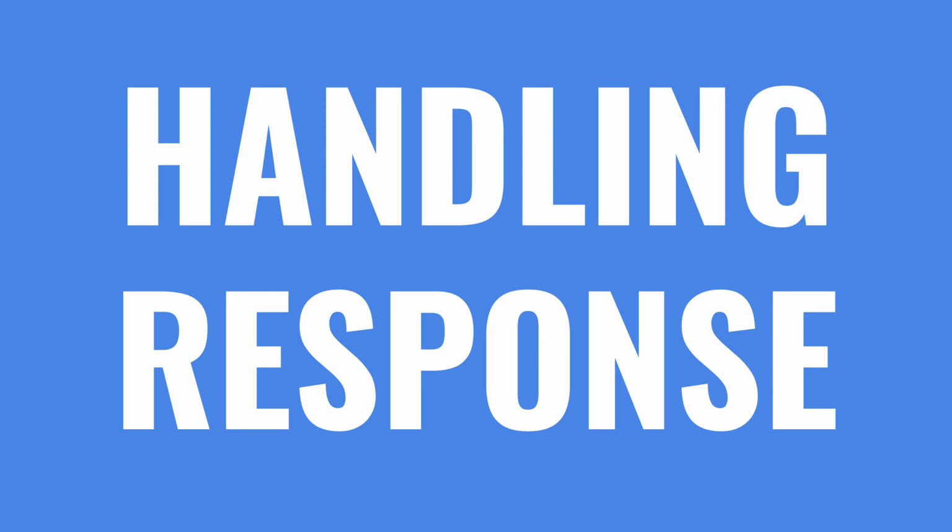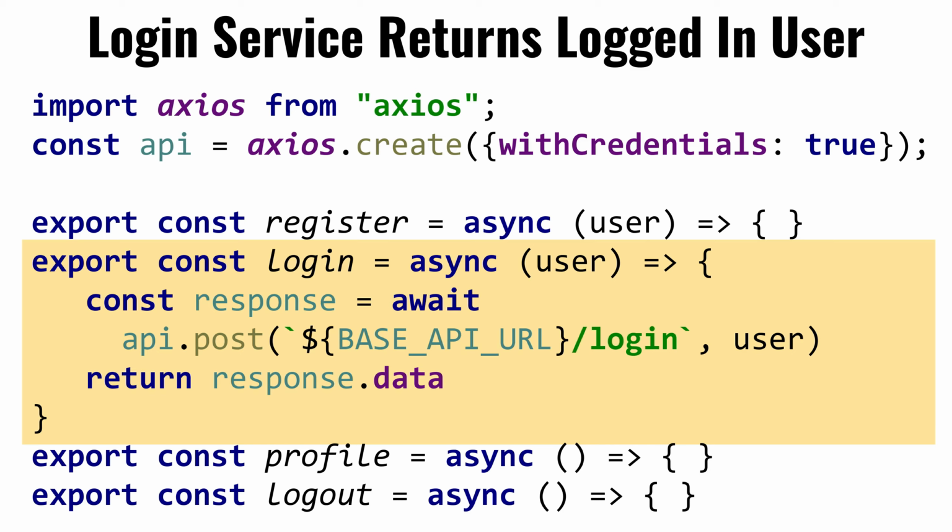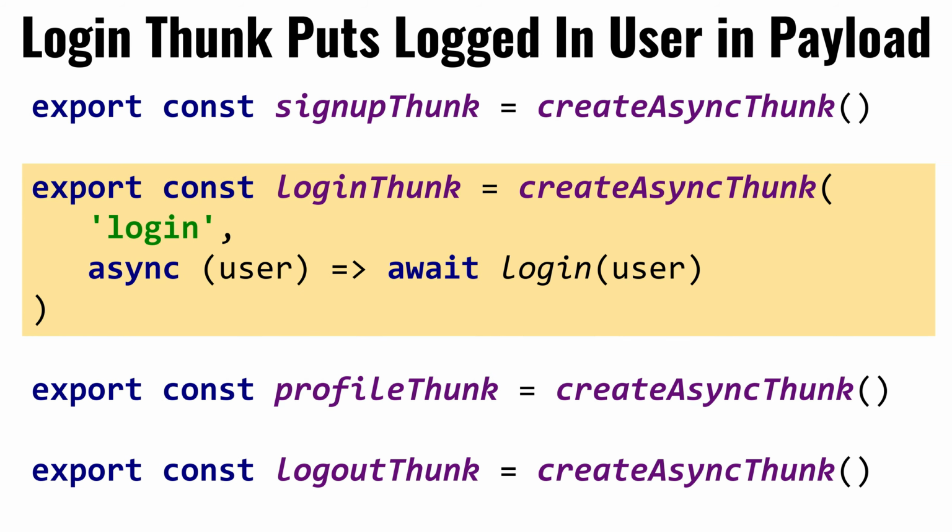Let's now take a look at how the React web app can handle the response from the server. The user service had sent the login HTTP request and was waiting for the controller to respond. If the login succeeded, the logged-in user is in the response's data. The login service function returns the logged-in user embedded in the HTTP response. The login thunk was waiting for the login service function to complete.